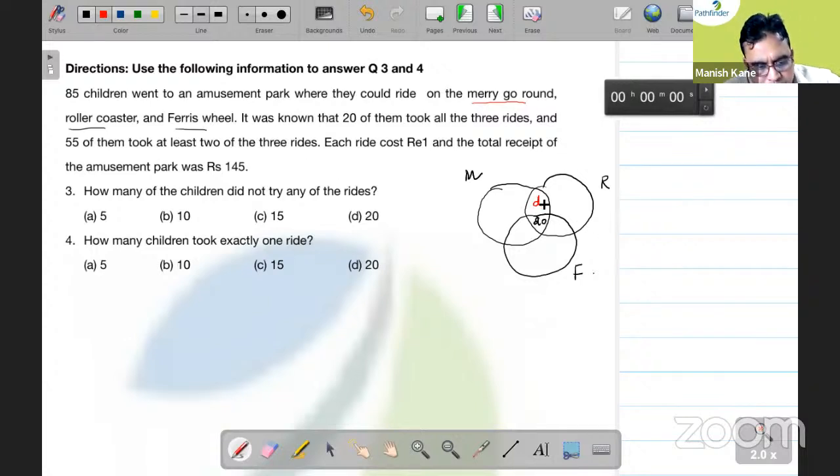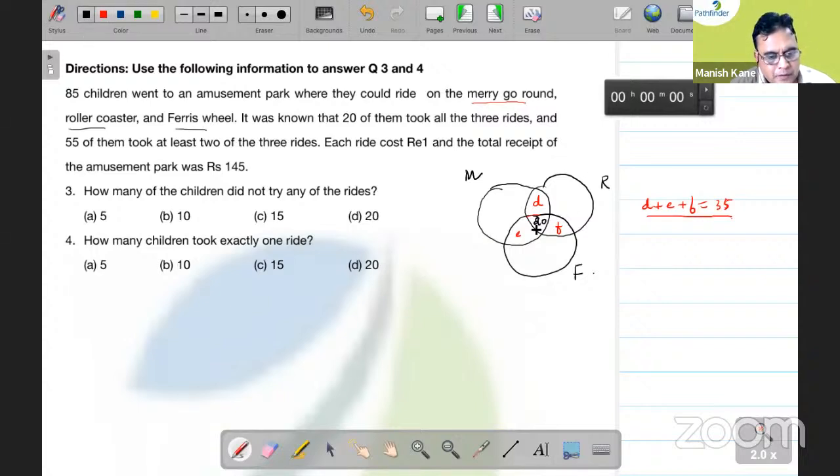So suppose D, E, and F, these are regions for exactly two rides. And 55 is the number of them who took at least two of the three rides. At least two means two or three rides. So out of 55, 20 have taken three rides. So 55 minus 20, 35 would have taken exactly two rides. This is the first thing you've got to calculate.